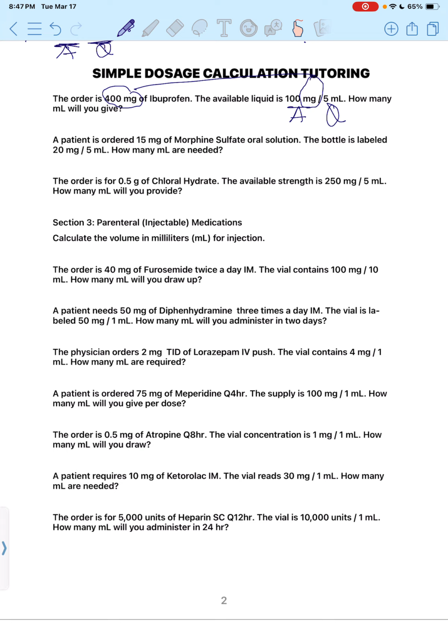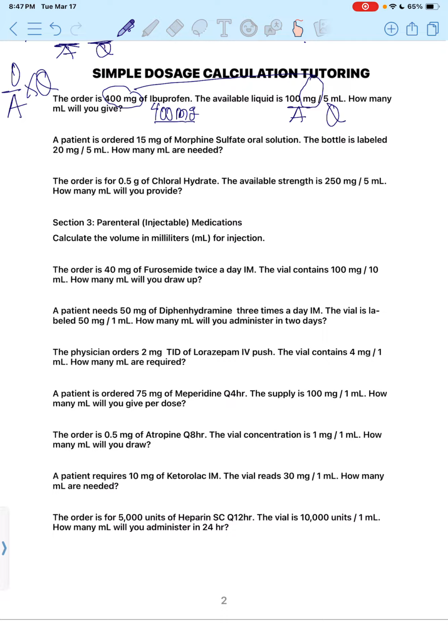If not the same, it's your responsibility. Hey, you learned that. So in this case, what do you remember? Your dosage is order divided by available times quantity. So my order equals 400 milligrams. See that?